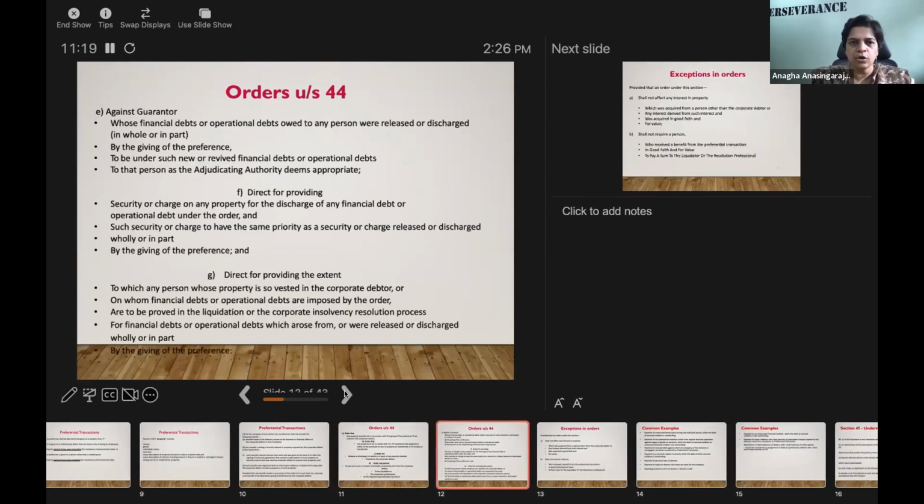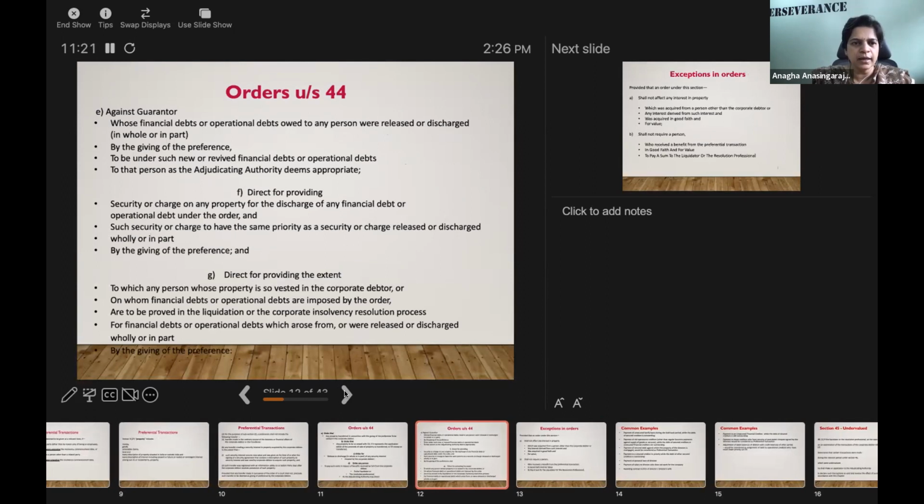Then the orders which can be obtained against the guarantors are also specific. The orders can also be for providing security or charge on any property for the discharge of any financial debt or operational debt. It can also direct the extent to which a person is going to pay, how much. And sometimes you can ask the directors also to bring in the money. So if one of the directors fails, or if the others fail, then you can identify one person from whom you can ask for that money to be transferred back to the company.